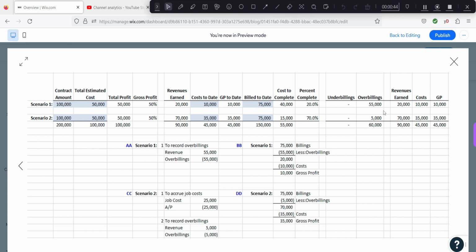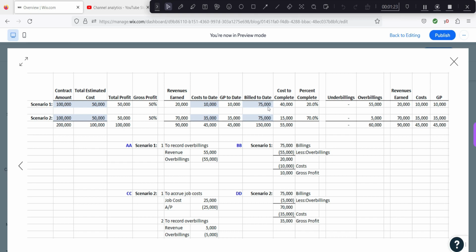Now, since it's an overbilling, we take our bill to date amount, reduce it by the overbilled amount to arrive at our revenue for the year. So that's the $75,000 minus the $55,000 leaves us $20,000 in revenue we can recognize based off the percentage of completion. So even though we billed $75,000 to the project owner or the GC, we can only recognize $20,000 of it. That's a huge adjustment.